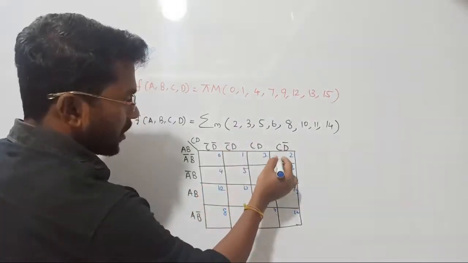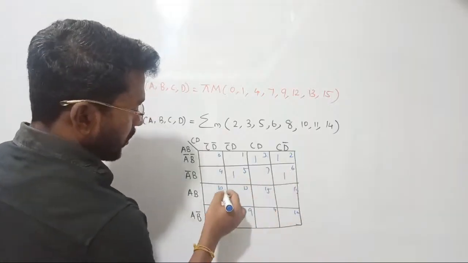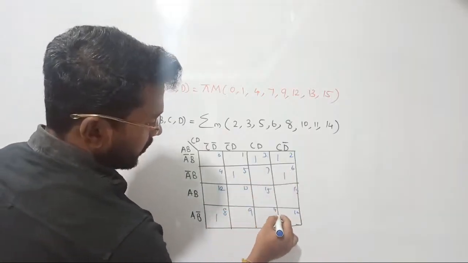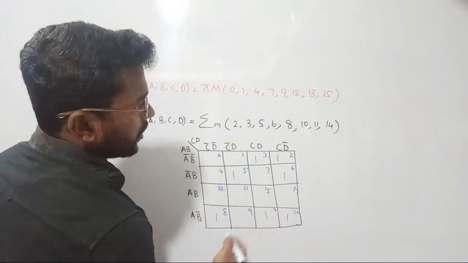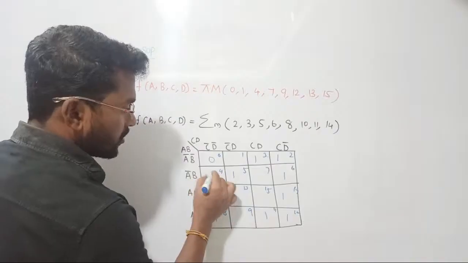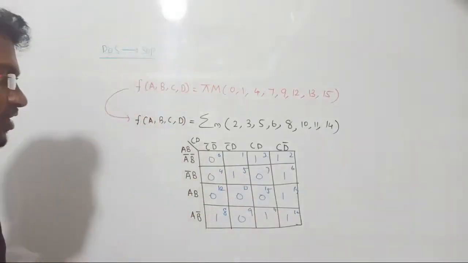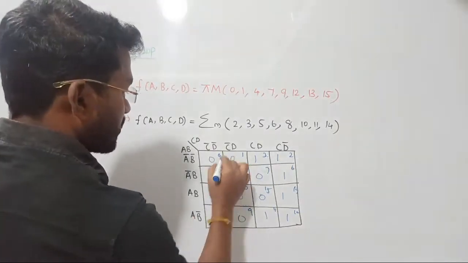Now the given terms are 2 is given, 3 is given, 5 is given, 6 is given, 8 is given, 10 is given. Where is 10? 10 is given, 11 also given, and then 14 is given. These are the given terms, right? So the remaining terms are going to be considered as max terms, right? Of course, we all know these things.